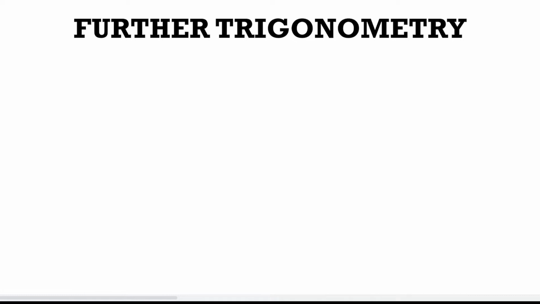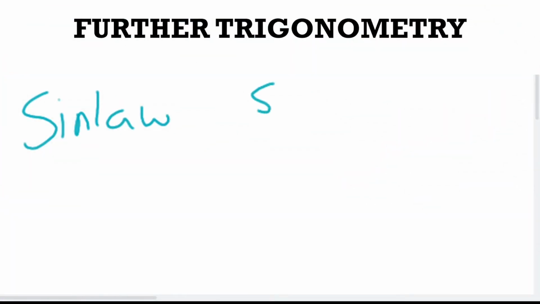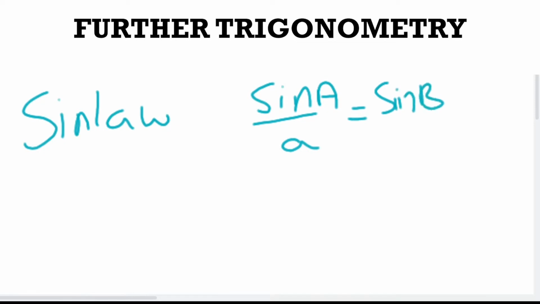In this video, we are going to talk about further trigonometry, which includes the sine law and the cosine law. The formula for the sine law is very simple. The formula is that sine A upon a is equal to sine B upon b is equal to sine C upon c.